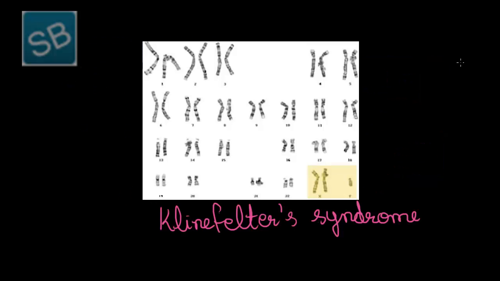This figure depicts the karyotype of a male who suffers from Klinefelter syndrome. As can be seen from the figure, the first 22 pairs, that is autosomes, are normal as in a normal male. But the 23rd pair, that is the sex chromosome, in the male contains 2 X chromosomes instead of 1, which leads to Klinefelter syndrome. That is the trisomy of sex chromosomes in males.